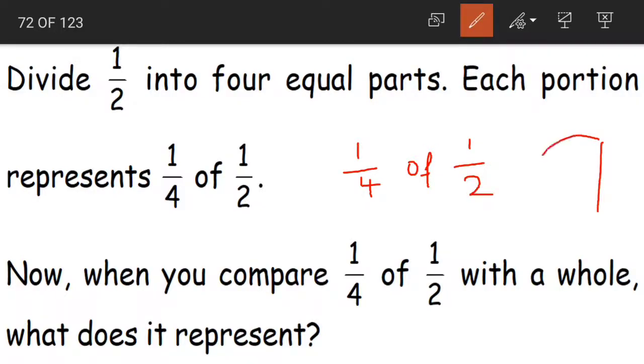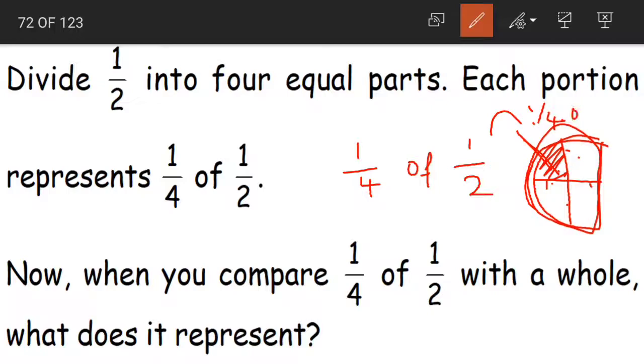Yes children, so this is our half. These are the 4 equal parts. So each child will get this much. How much is this? This is 1 by 4. Yes, it was divided into 4 equal parts, so this is 1 by 4. 1 by 4 of what? 1 by 4 of our half watermelon. So 1 by 4 of 1 by 2.